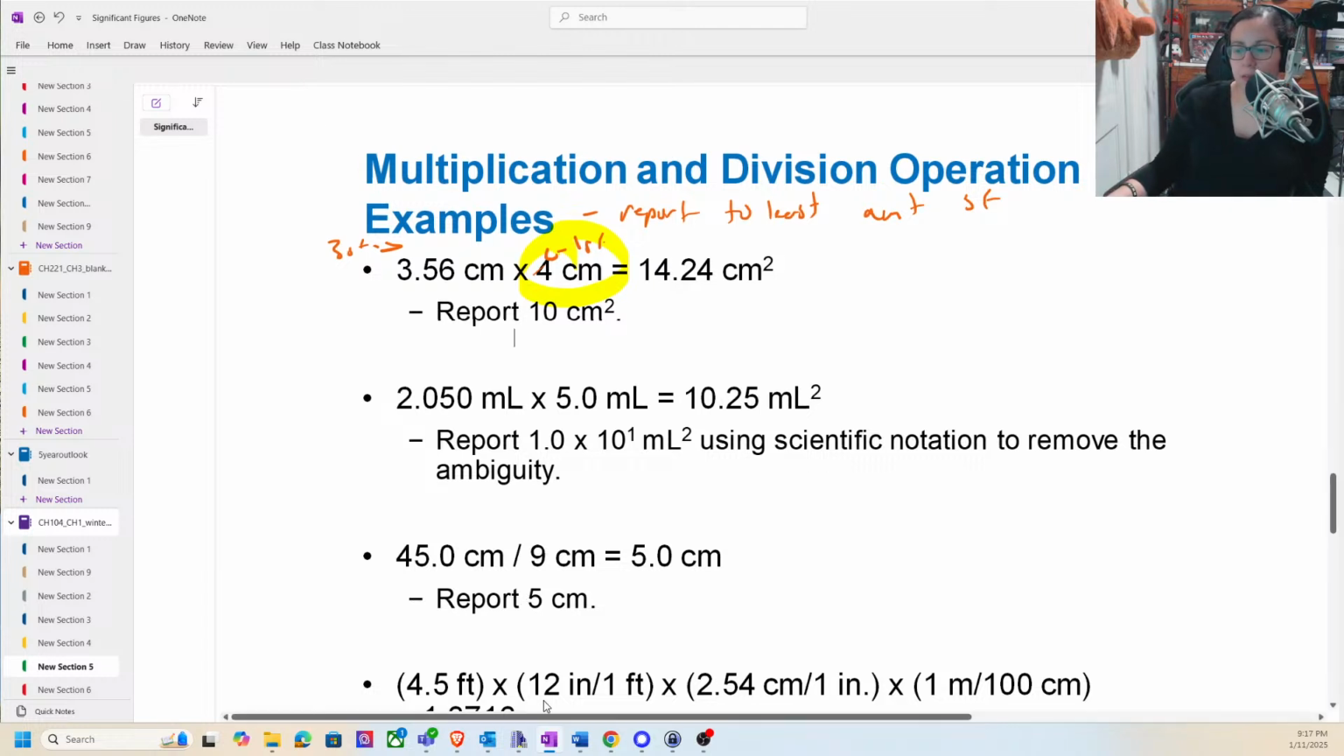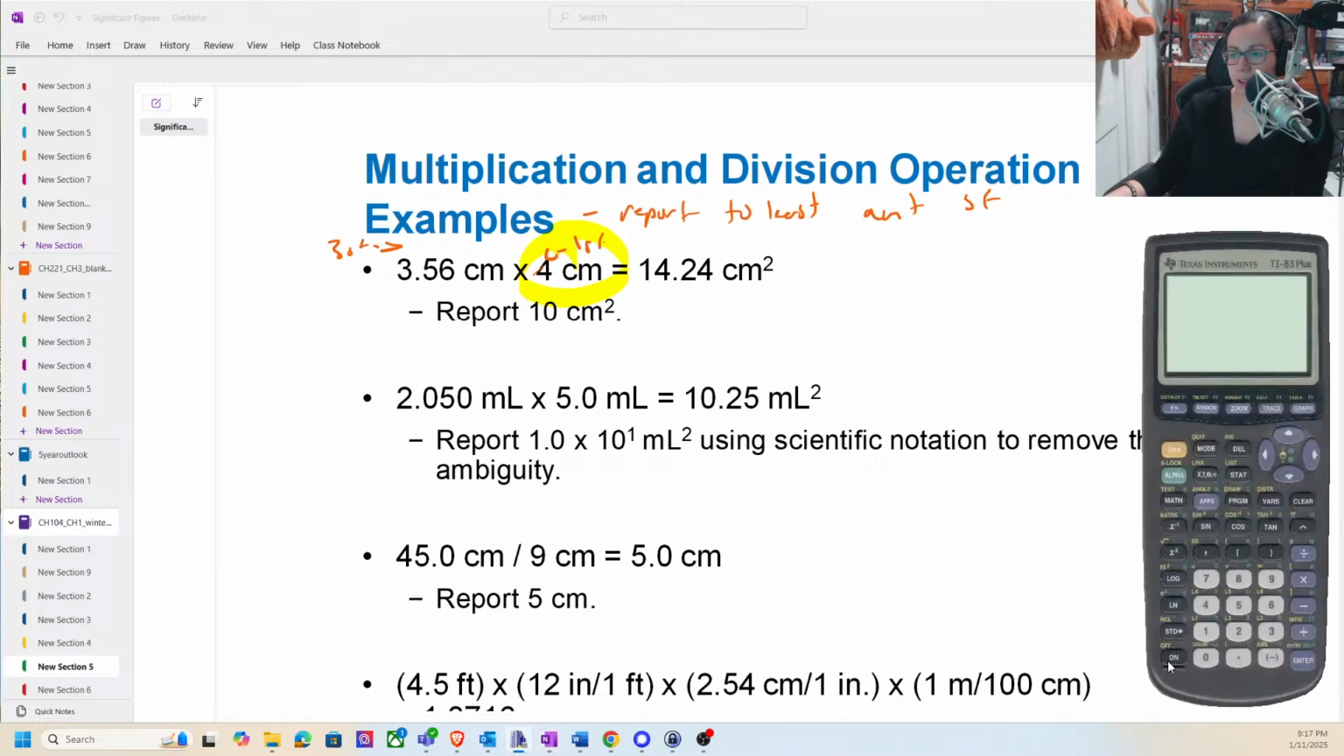And so we can follow along, punch this into the calculator, 3.56 times 4. And so we get 14.24. But again, since we can only report it to 1 sig fig, now we have to round down to 1 sig fig, which gives us 10.